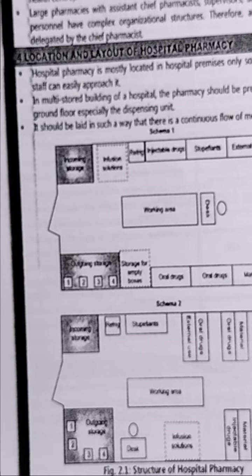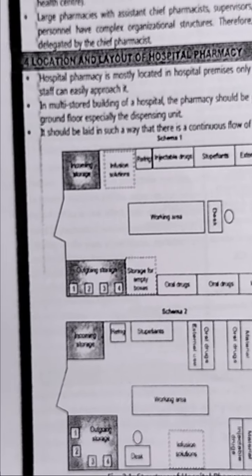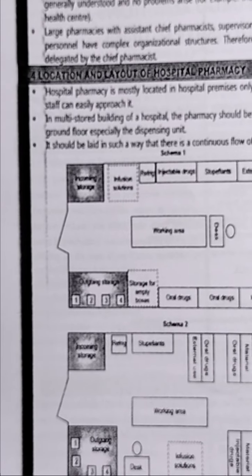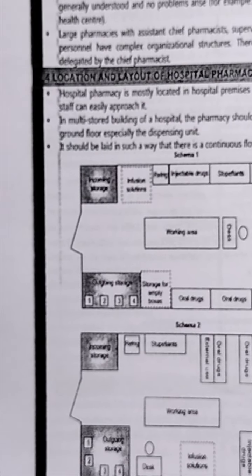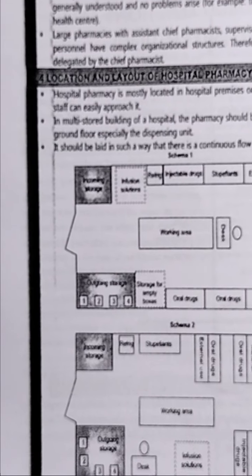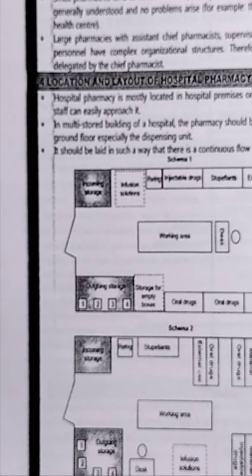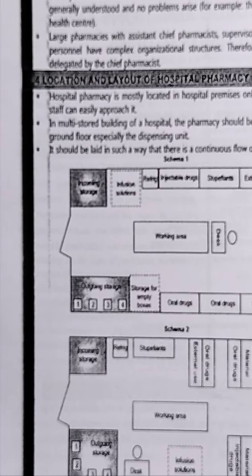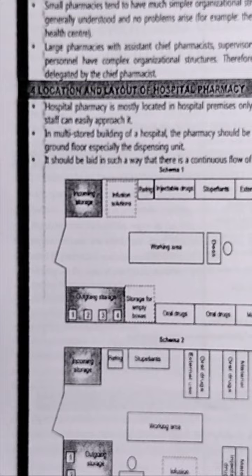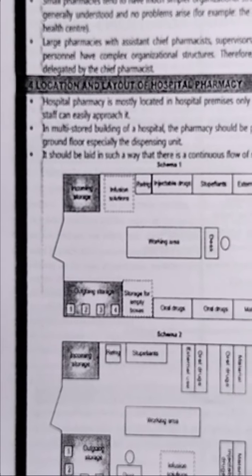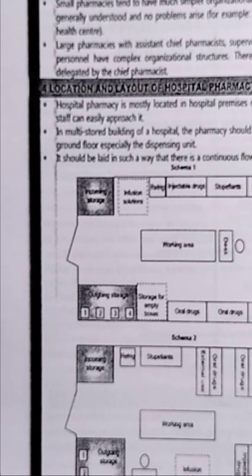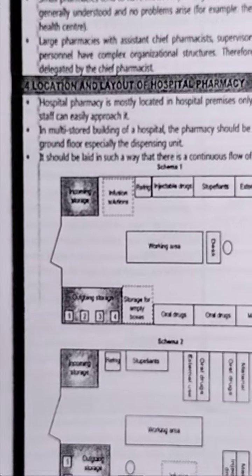scope of service delivered. Small pharmacies tend to have a much simpler organization structure, which is usually understood, and no problems arise in the pharmacy of primary healthcare centers. Large pharmacies with an assistant chief pharmacist, supervisors, and professional persons have a complex organizational structure. Therefore, authority must be delegated by the chief pharmacist.